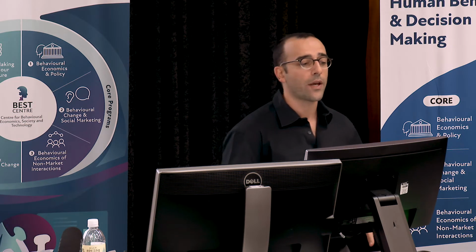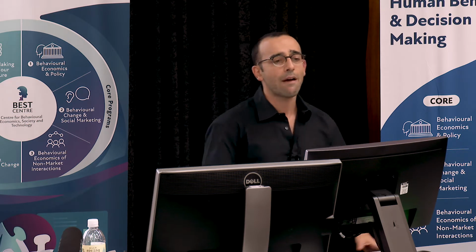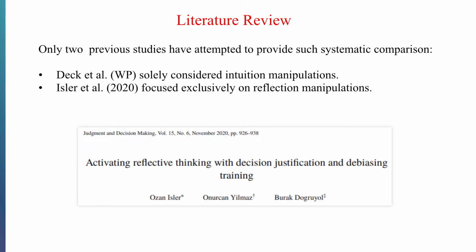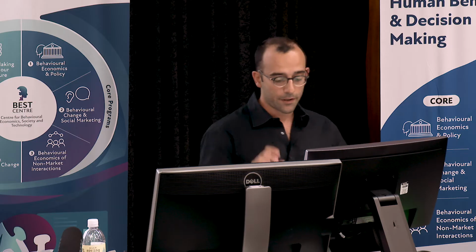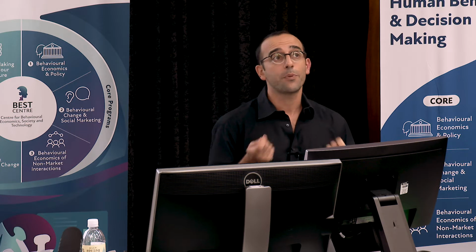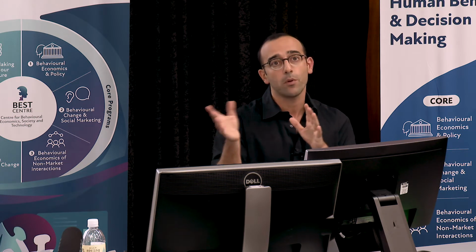And so what we will be doing is to look at performance measures as the outcome. When we look at the literature, there's actually only two papers that have done something similar. Deck et al., which is a working paper, considered only intuition manipulations. And we published in Judgment and Decision Making two years ago a comparison of only reflection manipulations. So what we will be doing in this project is to compare both intuition and reflection manipulations together, because in practice often they are used together, such as, for example, comparing time delay to time pressure manipulations.